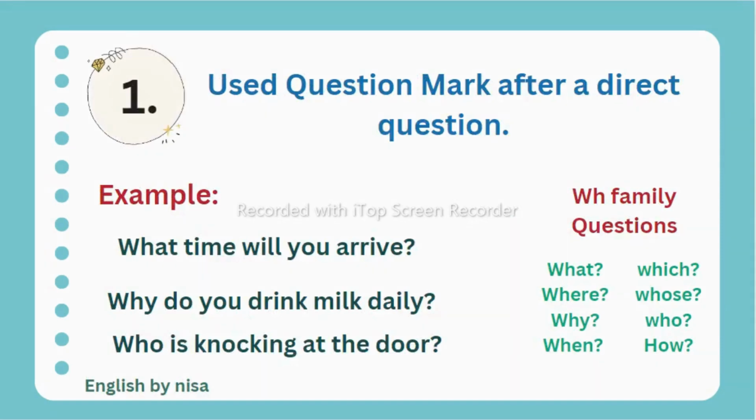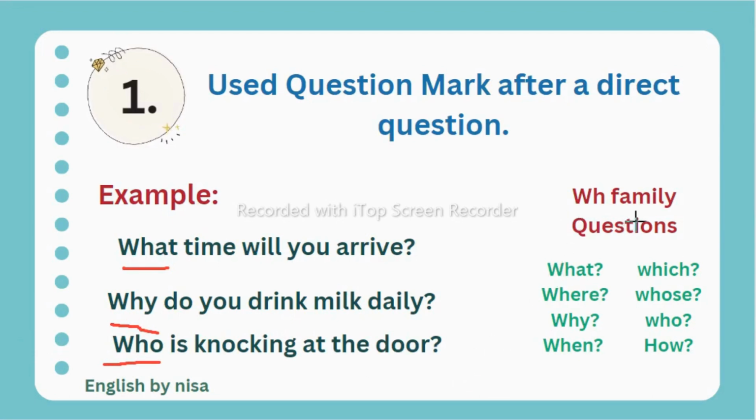So you can see on the screen the first rule is use question mark after a direct question. So whenever you are asking a direct question to someone, then you have to put a question mark after your question. Like what time will you arrive? Question mark, because here you are asking a question. Why do you drink milk daily? Here also you are asking the reason why some person drinks milk daily. And who is knocking at the door? Here also you are asking who is there. So these all are questions, so you have to put question marks instead of full stop.